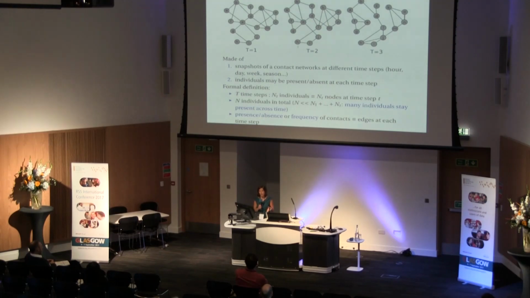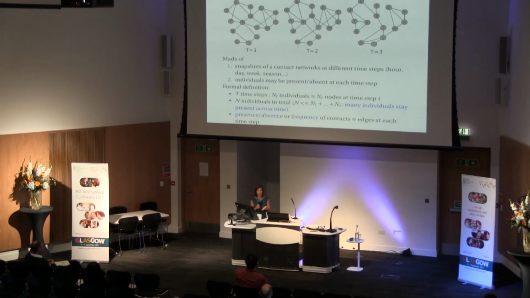So the formal definition of what I mean by dynamic contact network is that I have T, capital T, time steps. For each small t, I have n_t individuals, which are the species or the animals that are present at this time step. And in total, I have capital N individuals, and this capital N is way smaller than the sum of all the n_t, meaning that I need some redundancy in the presence of the individuals. Most of them must be always present. And then I record either binary information, presence or absence of contacts between two individuals, or weighted information, like the frequency of those contacts.